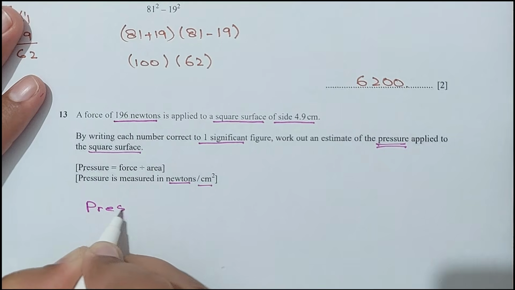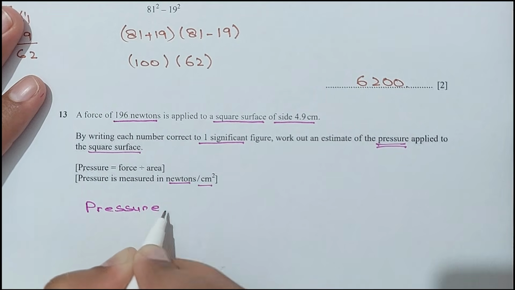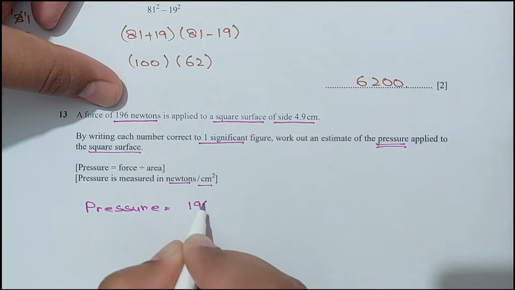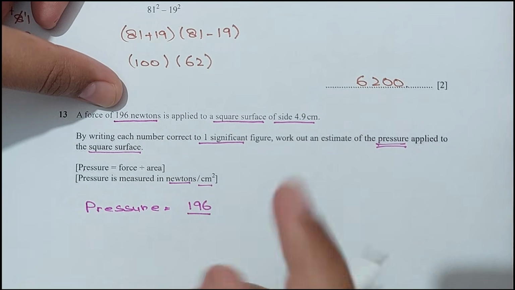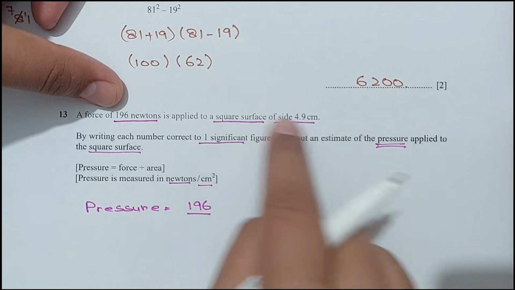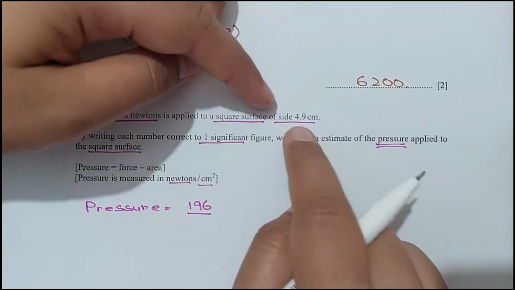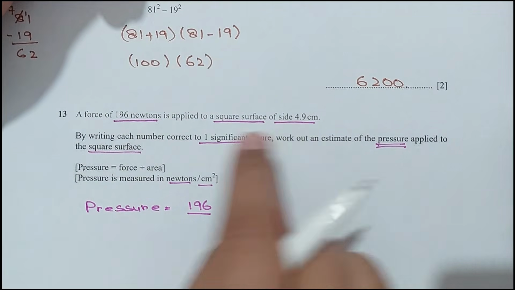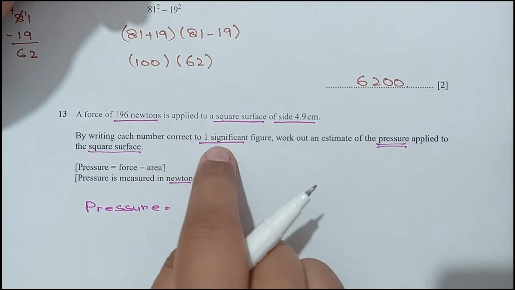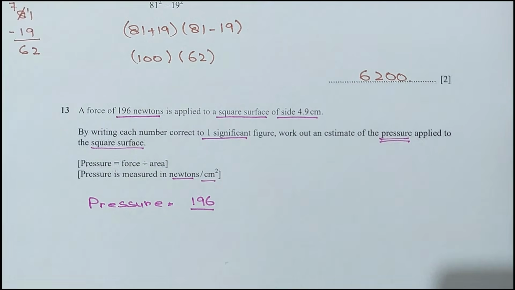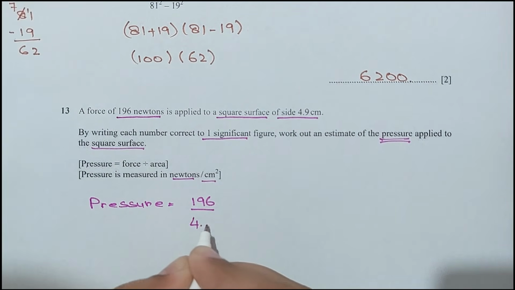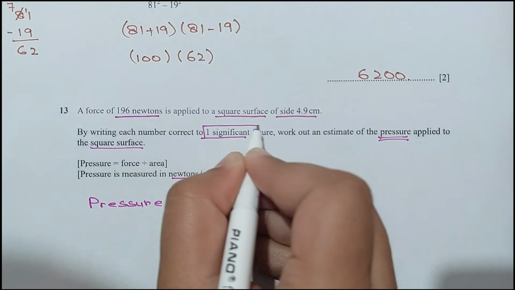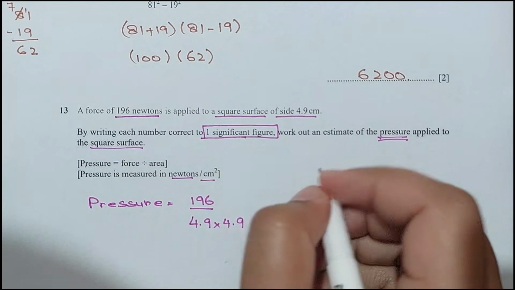Pressure is equal to force over area. What is the force? The force is 196 newtons and the area, it's a square surface. So the area would be the area of the square. Okay, first we have to write the numbers to one significant figure. This would be 4.9 times 4.9, but we have to write them to one significant figure. I forgot to write them down.